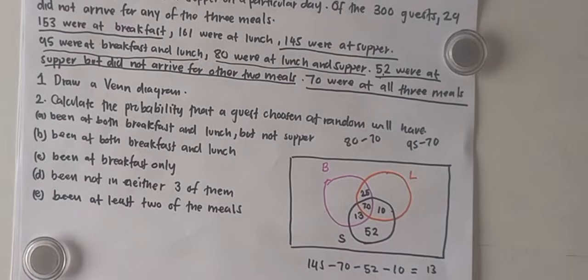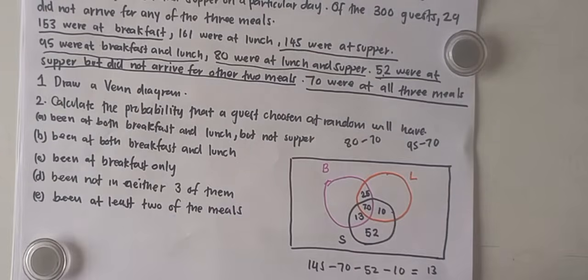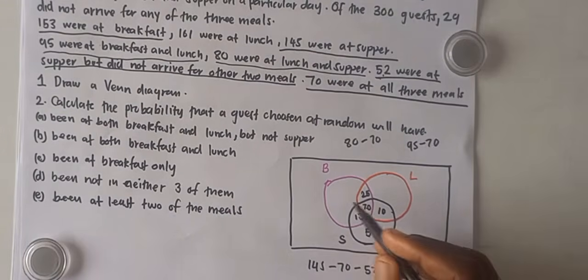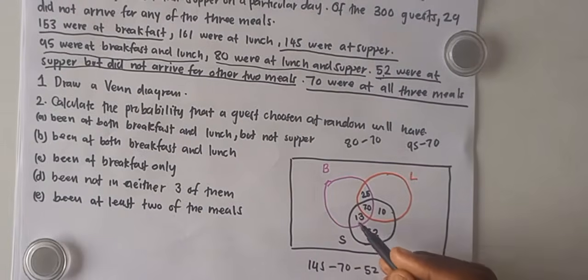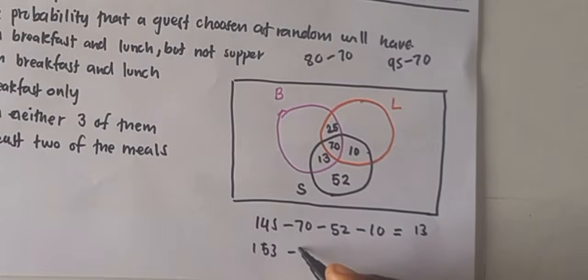Going to breakfast, it was 153 who arrived for breakfast. So how are we going to write 153 here? We're going to say 153 minus 70 minus 13 minus 25.